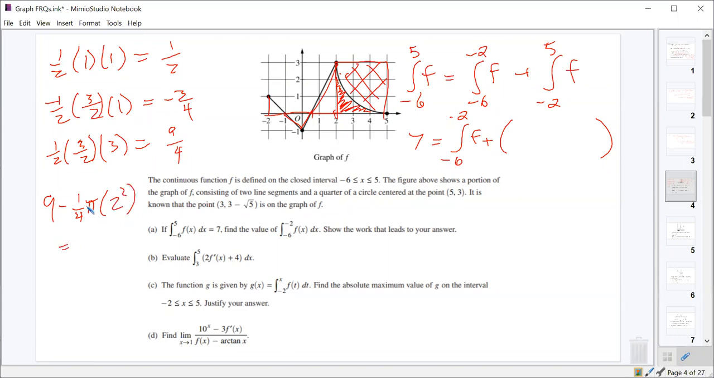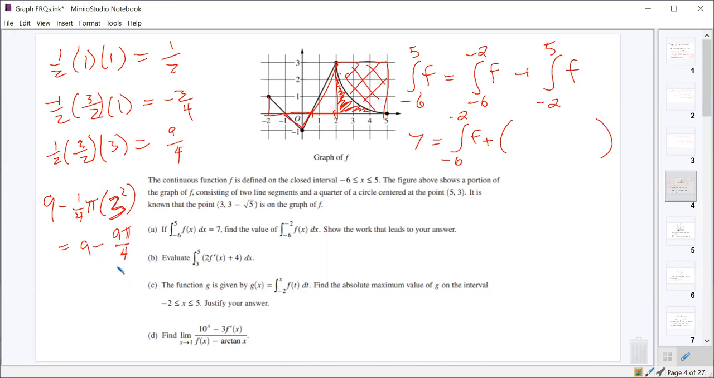So that ends up giving us what? 9 minus, what is it? Oh, sorry, the radius is 3, not 2. I know how to count. 9 minus 9 pi over 4.